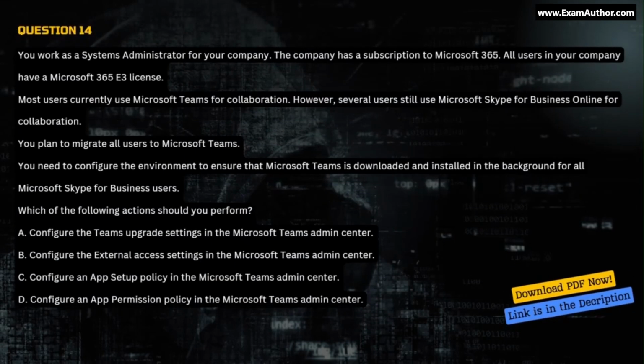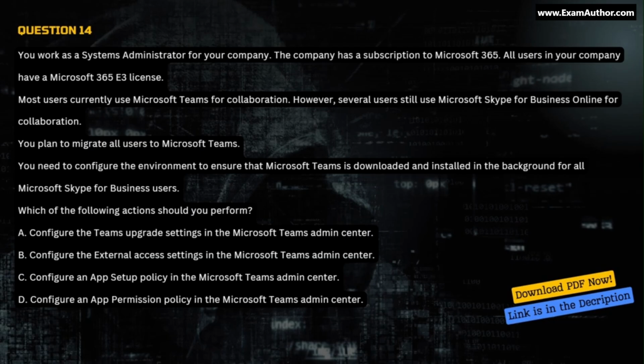Question 14. You work as a systems administrator for your company. The company has a subscription to Microsoft 365. All users in your company have a Microsoft 365 E3 license. Most users currently use Microsoft Teams for collaboration. However, several users still use Microsoft Skype for Business Online for collaboration. You plan to migrate all users to Microsoft Teams. You need to configure the environment to ensure that Microsoft Teams is downloaded and installed in the background for all Microsoft Skype for Business users. Which of the following actions should you perform?